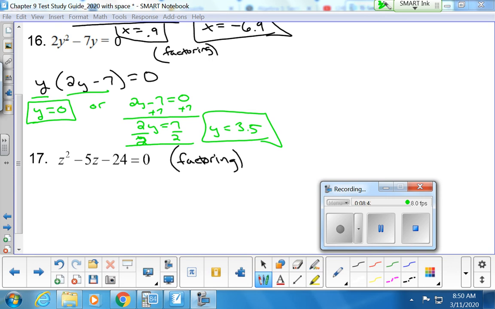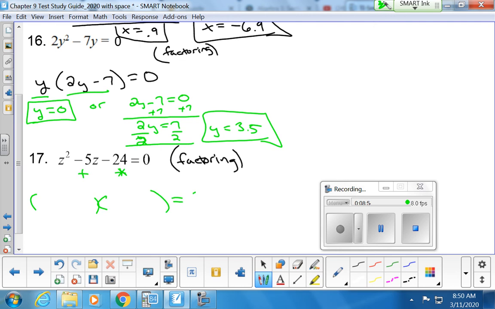Moving along to 17, I actually think we can use the old-fashioned factoring technique. I think, but let's see. Can you guys figure out a number that multiplies to negative 24 that adds up to negative 5? If you can come up with the combination of numbers, we can avoid the quadratic formula. I think I can come up with a combo. Can you come up with a combo? Very good. I think if you make it a negative 8 and you make it a positive 3, it will add up to the negative 5 that we need.